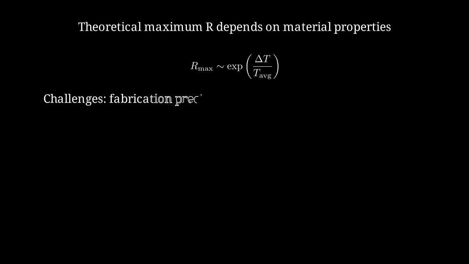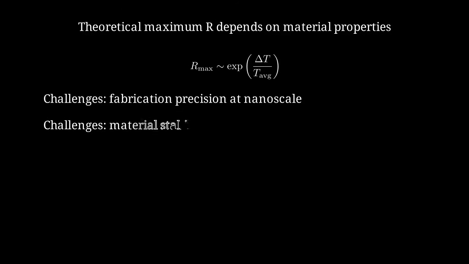The major challenge is fabrication. Creating these asymmetric nanostructures with the required precision is extremely difficult. Another challenge is material stability. Many materials that show good rectification degrade or interdiffuse at the high temperatures needed for operation.